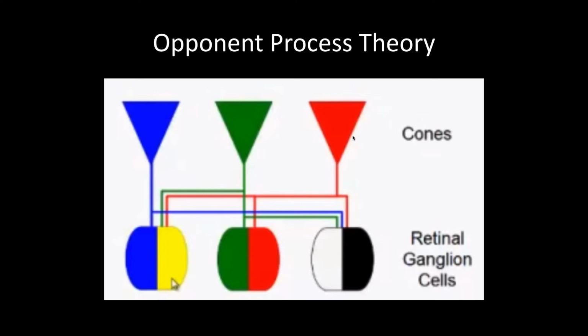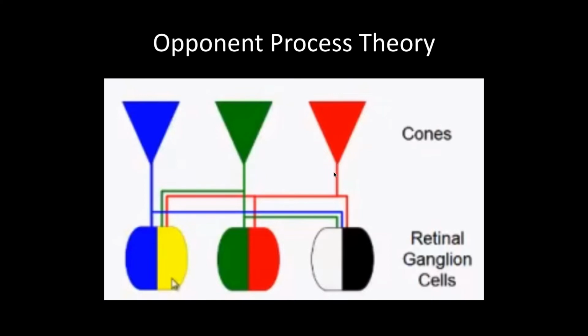From the rods and the cones, remember those are the cells that take in light, fire action potentials. Action potentials travel along bipolar cells to then ganglion cells. And remember that the axons of the ganglion cells make up the optic nerve. So we have these three types of cones that are each specialized to read different wavelengths. From there, the signal travels along opposing channels.